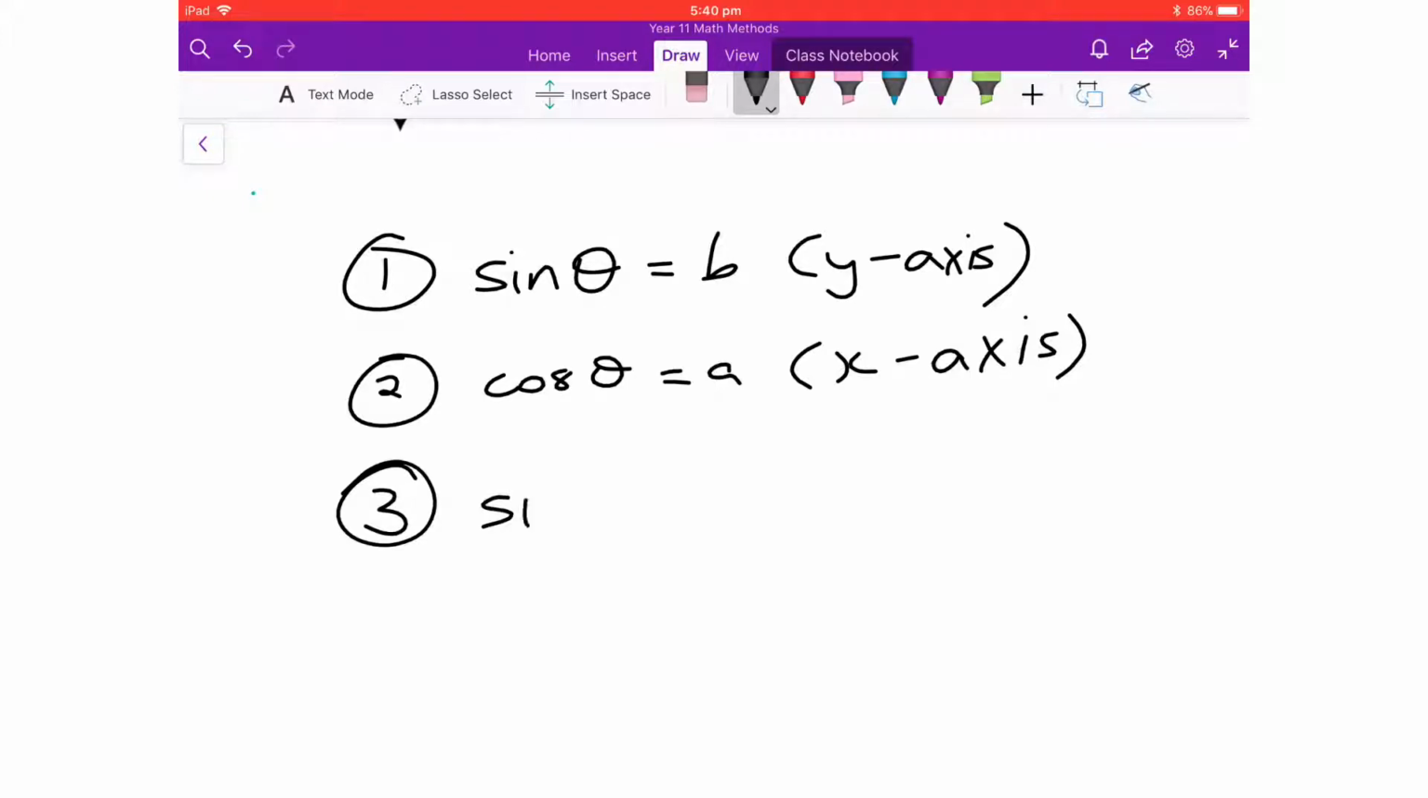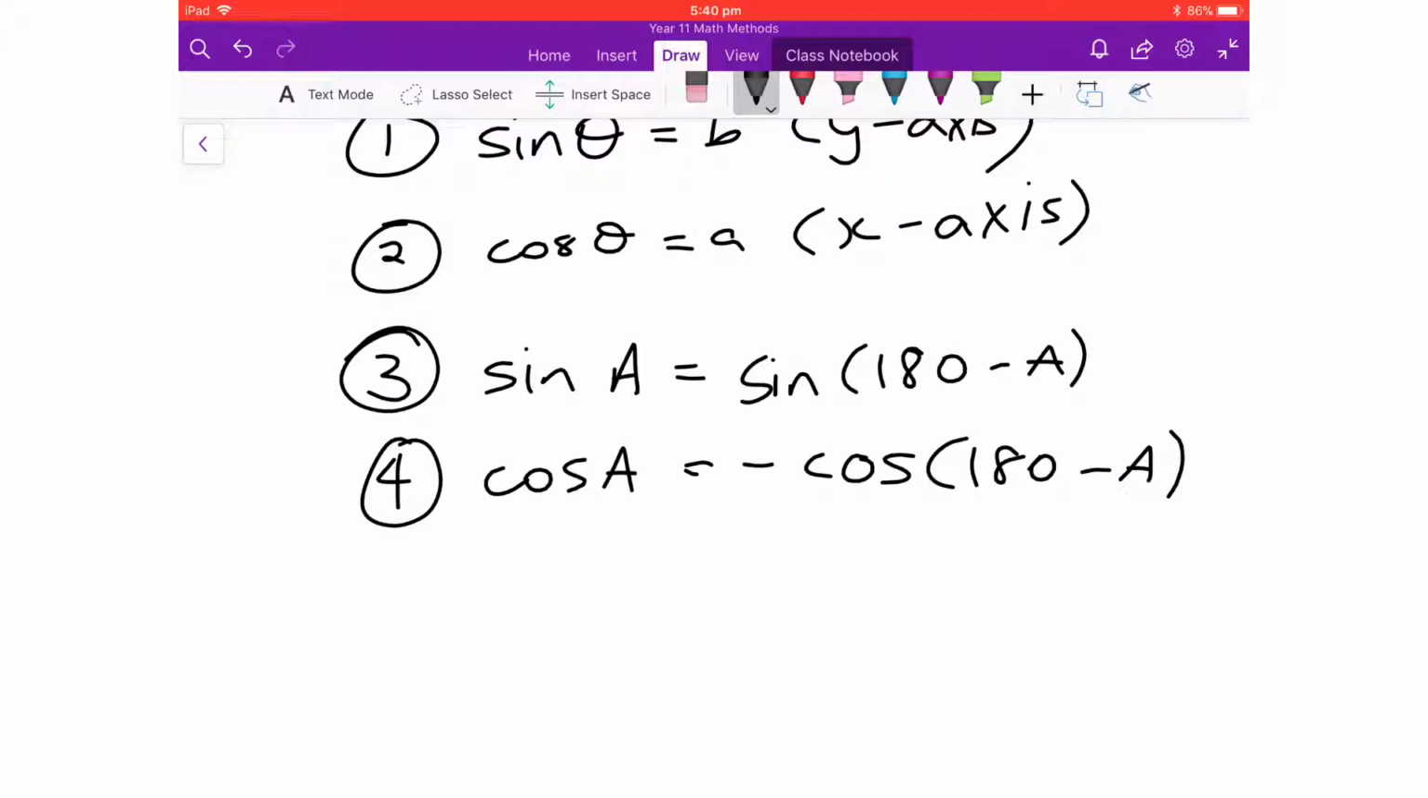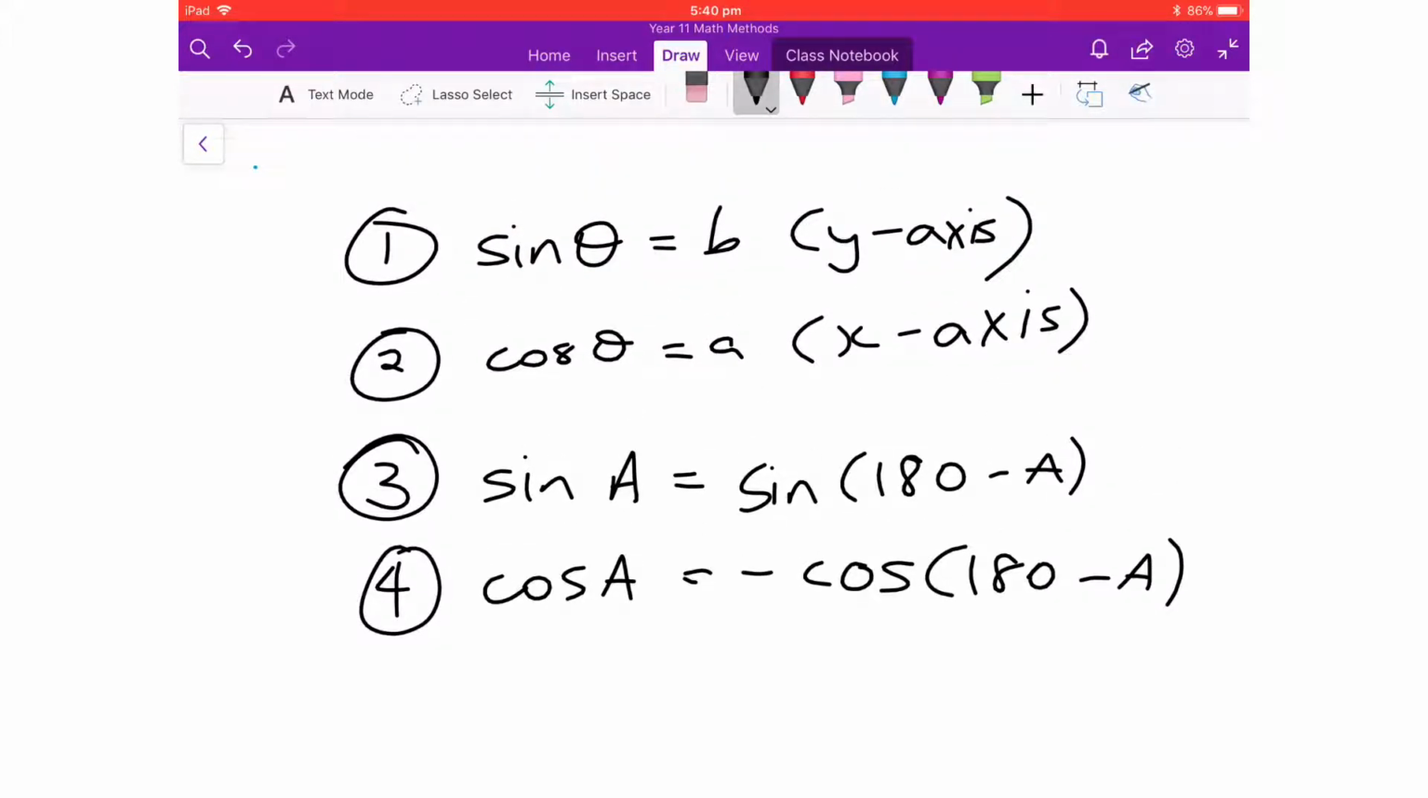So for sine in particular, we found sine A, where A is a larger value, over 90 and less than 180, is equal to sine of 180 take away A. And our fourth thing is cosine A, where A is bigger than 90 and less than 180, is equal to negative cosine of 180 take away A. So look at that. We've covered a lot in the past few videos, but here we are. We're at the end now.